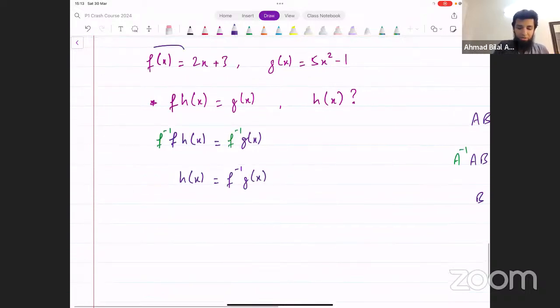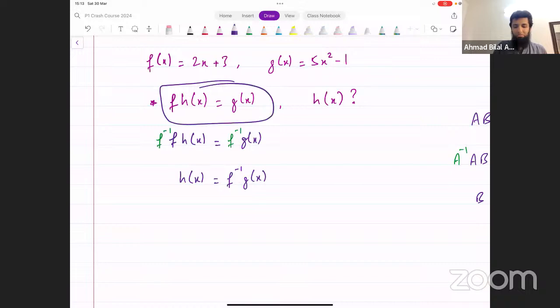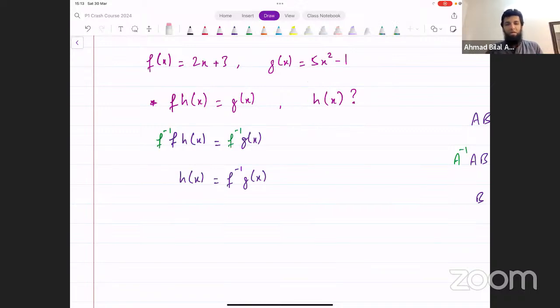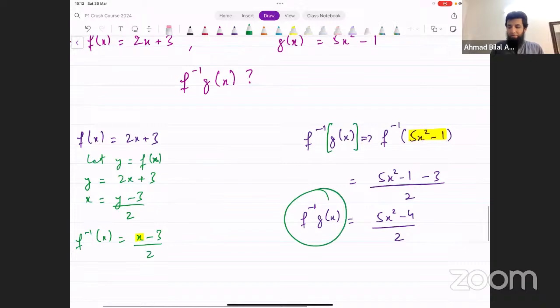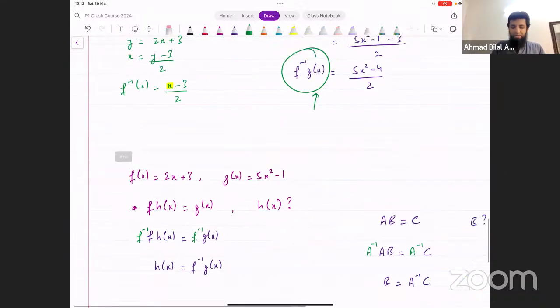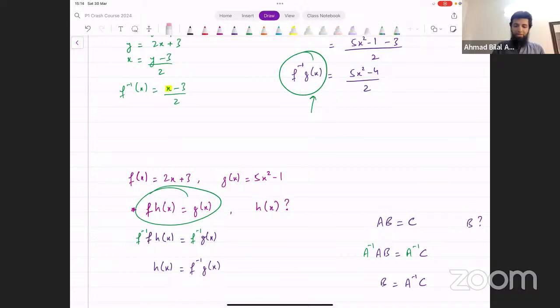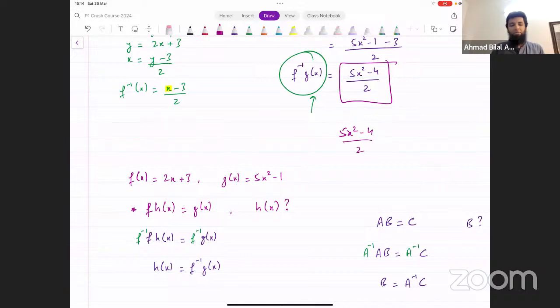So given these two functions, f of x and g of x, if you were given this equation, f(h(x)) equals g of x, and you were supposed to find h of x, how would you do that? You would apply f inverse on both sides like this. h of x would then equal f inverse of g of x. And now you could just evaluate this composite function, which we just did before. This is exactly what we evaluated here, f inverse of g of x. So basically, if this equation was true, h of x would be this thing. That's (5x squared minus 4) divided by 2. That's what h of x would be.